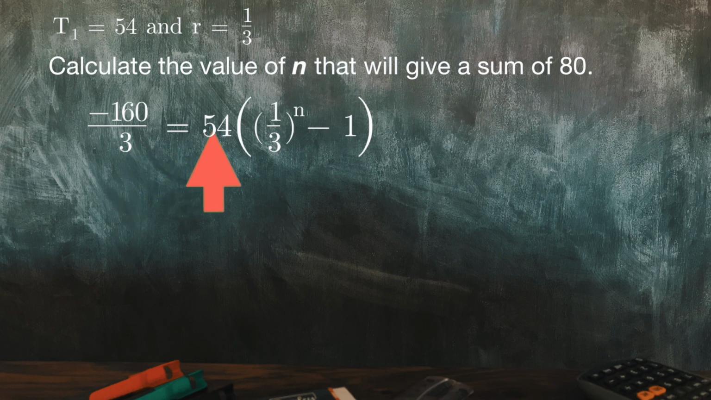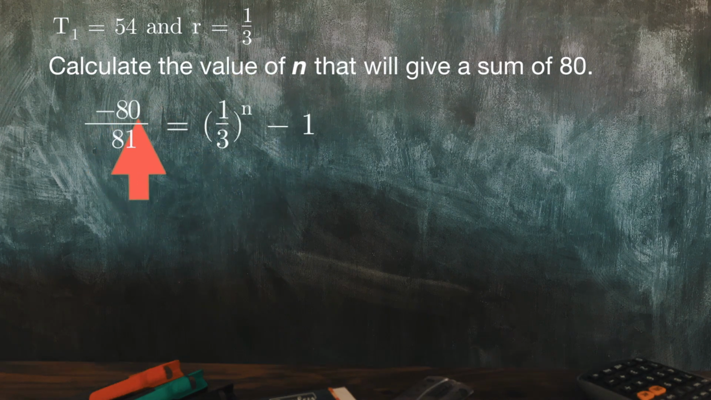And that is equal to 54 in brackets a third to the power of n minus 1. So now we will simply take this 54, which is the coefficient of this bracket, and we will divide with it on this side. So minus 160 divided by 3 divided by 54 gives us minus 80 over 81. And that is equal to a third in brackets to the power of n minus 1.